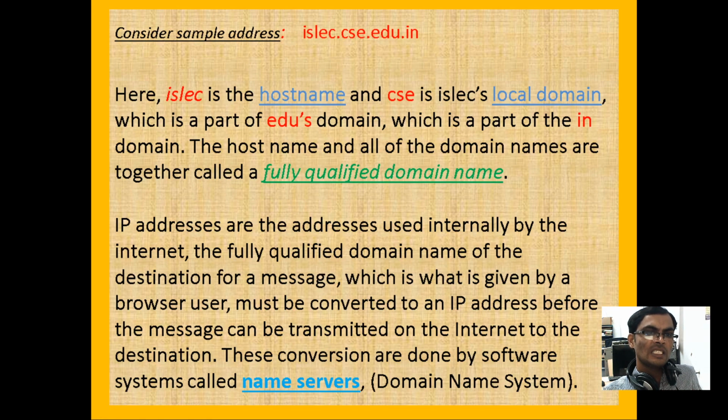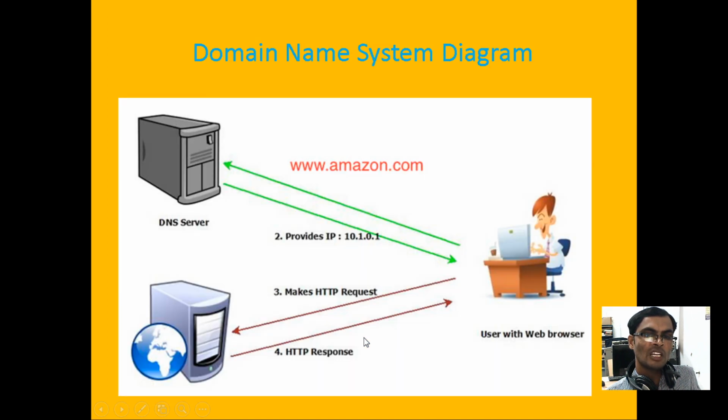Now, IP addresses are the addresses used internally by the internet. If you give a name for an internet node, the name server converts it into the IP address. The fully qualified domain name of the destination of the message, which we give to the browser, must be converted to the IP address before the message can be transmitted on the internet to the destination. This conversion is done by the name servers, which we can also call the domain name system.